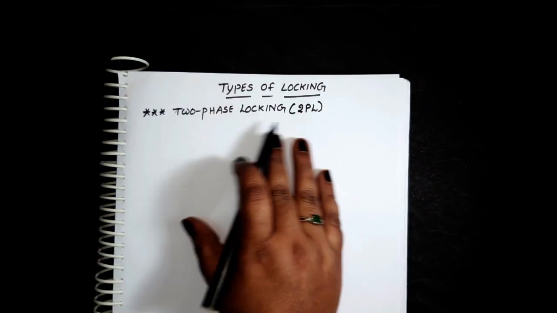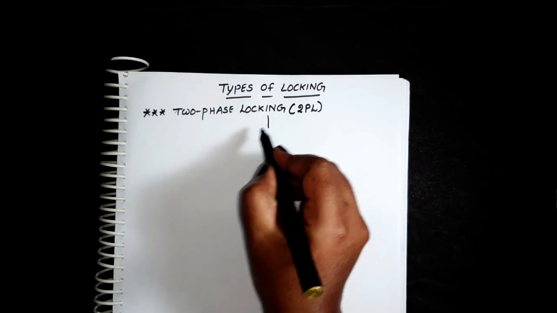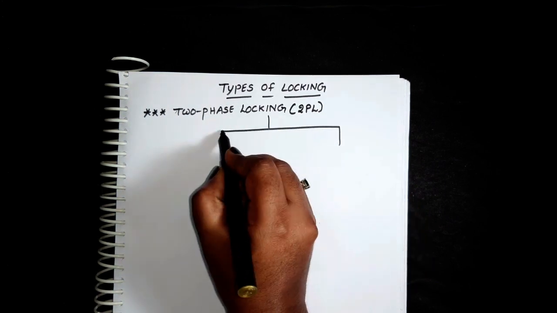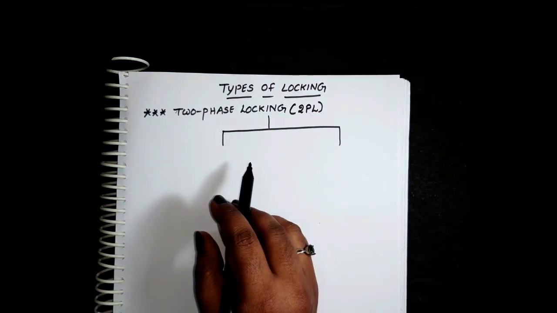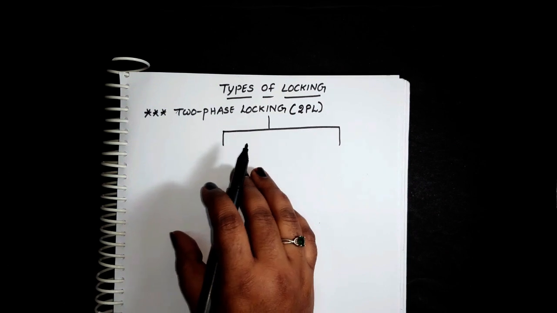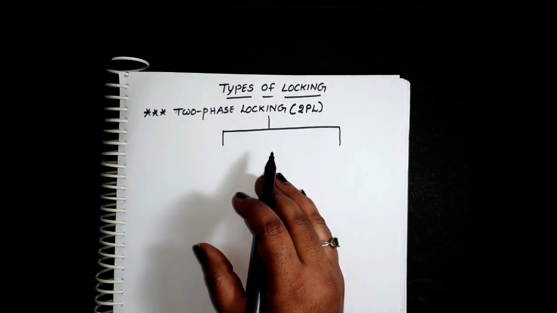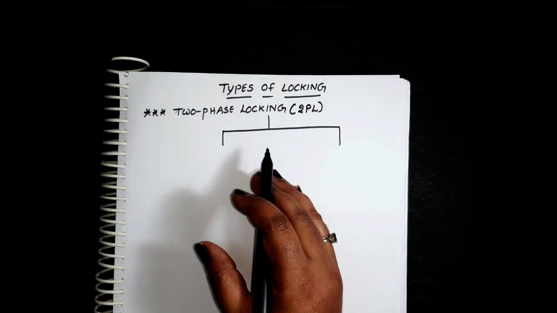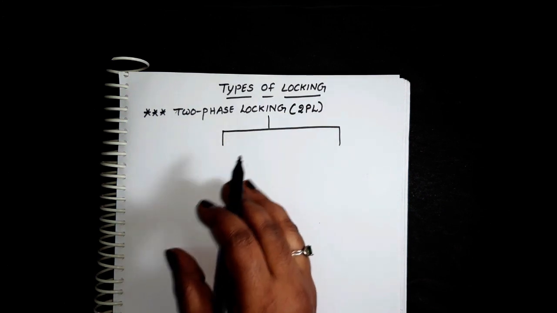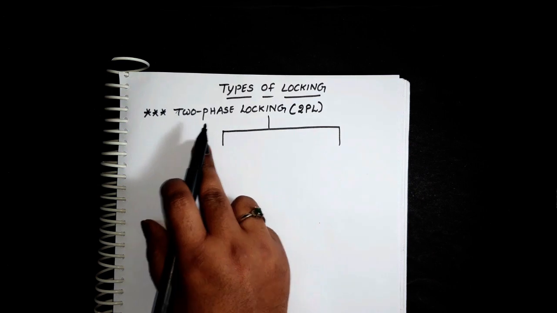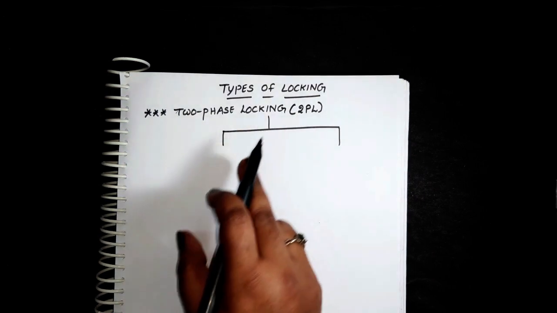In this two-phase locking, this locking technique can be applied to the concurrent execution of transactions. In order to provide control among multiple transactions, you are going to use the locking technique. So here we are going to use the two-phase locking technique.